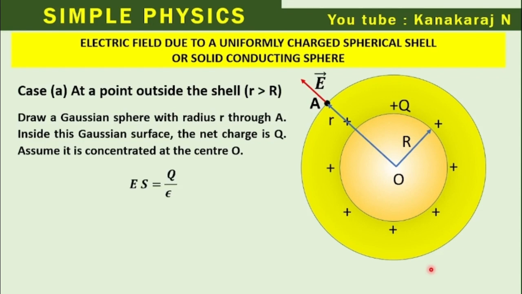By Gauss law, ES equals q divided by epsilon naught. Here S is the surface area of the Gaussian surface, so it is 4 pi r square. Substituting and finding the value of electric field, E equals 1 by 4 pi epsilon naught q by r square.